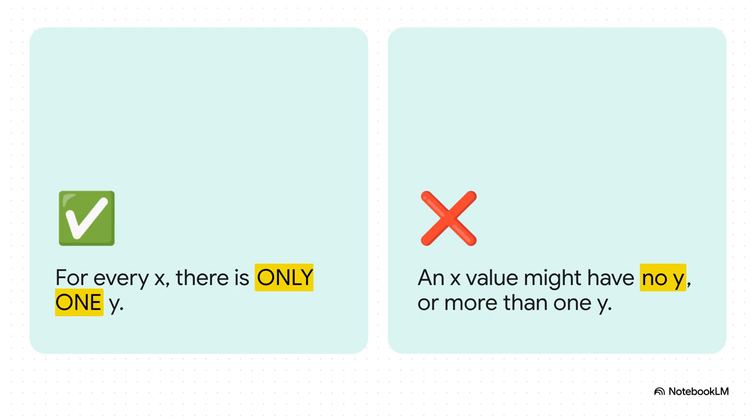But on the right, it's total chaos. One x might give you two different y's, or maybe nothing at all. That is not a function. And for what we're doing today, we need that reliable, one-to-one rule to build our beautiful straight lines.